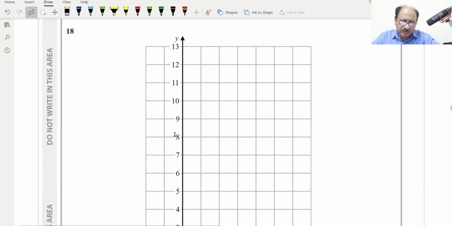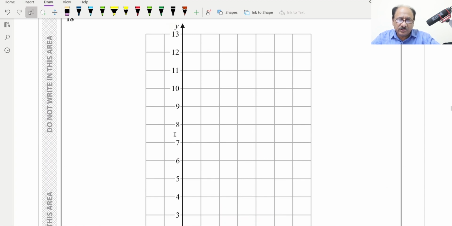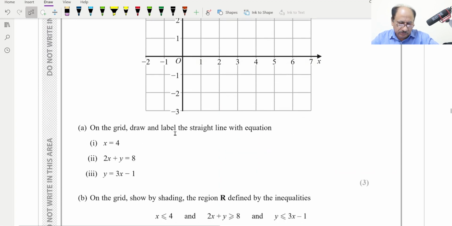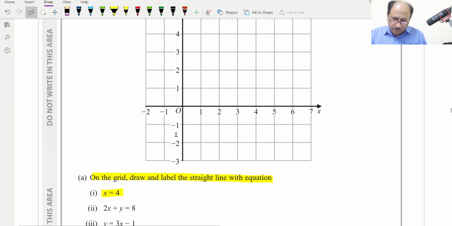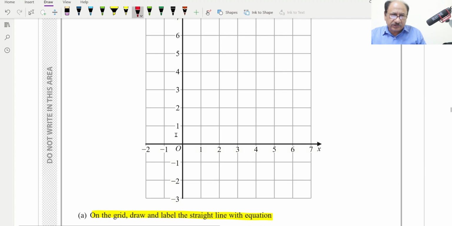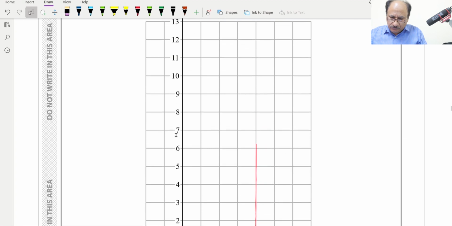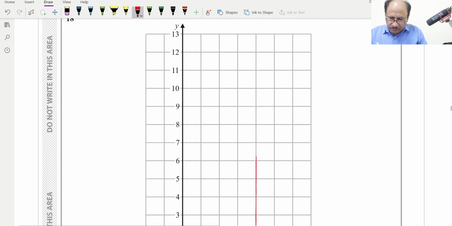Next is question number 18, and question number 18 says: on the grid, draw and label the straight line with equation x is equal to 4. First of all, x is equal to 4 will be this line, I'm drawing this one. This is the x is equal to 4 line. I will extend this up to the top of the grid.